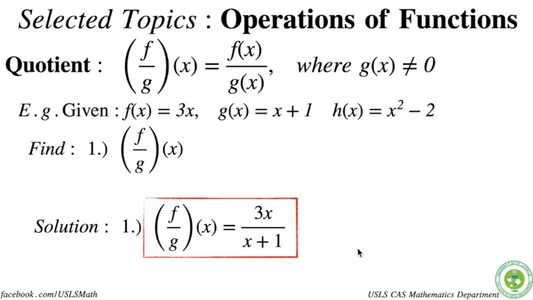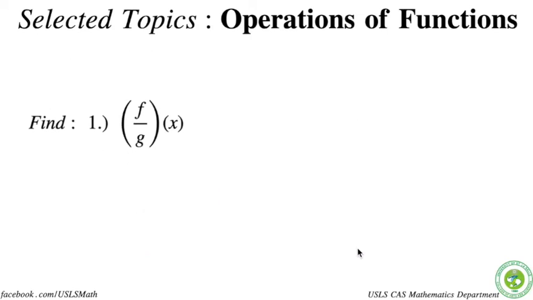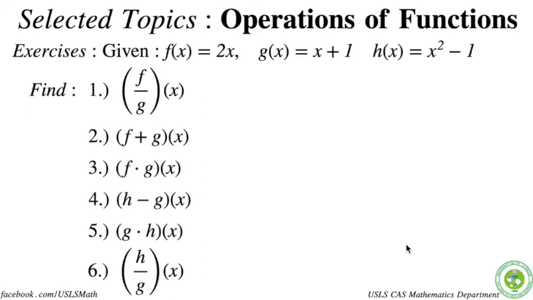Okay, so we're ending this video here. I'm just going to give you an exercise to do. We're going to give you a new set of functions: f(x) equals 2x, g(x) equals x plus 1, h(x) equals x squared minus 1. You're going to answer numbers 1 to 6, and then I'm going to show the solution video in the next part. So get a pen and paper, try to answer that, and then that's it. Hopefully you get the operations on functions after these two sets of videos.